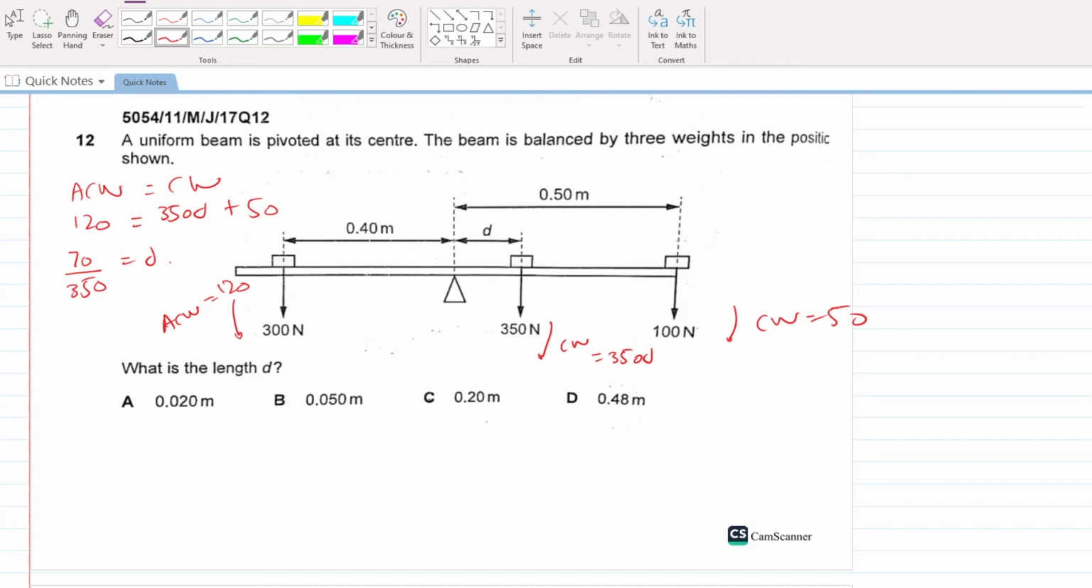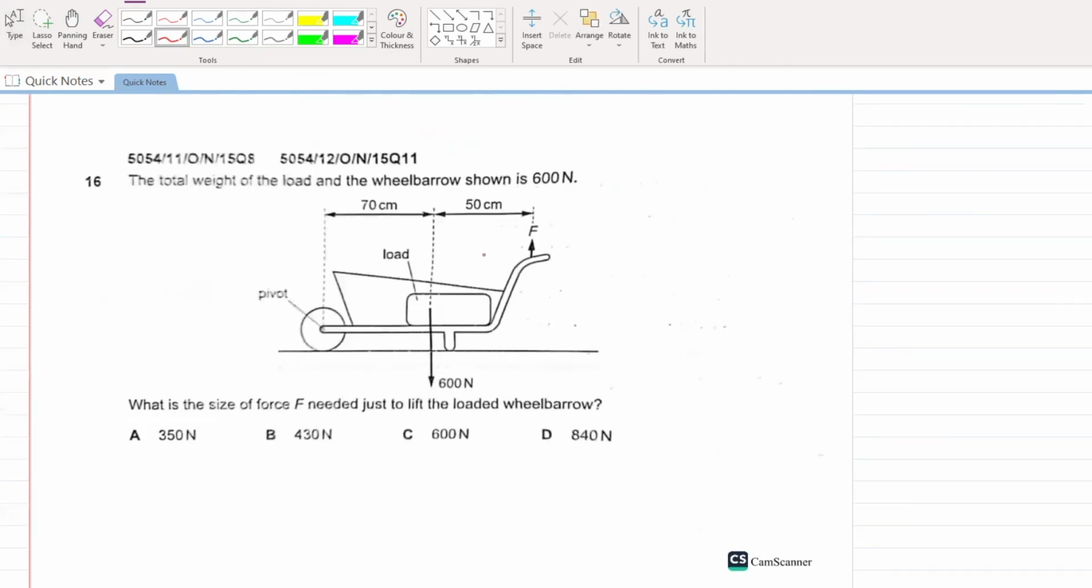So is there any answer like that? C is your answer. Okay, let's see this question. The total weight of the load and the wheelbarrow is 600 Newton, that is acting downward. What is the size of force F needed to lift the loaded wheelbarrow?